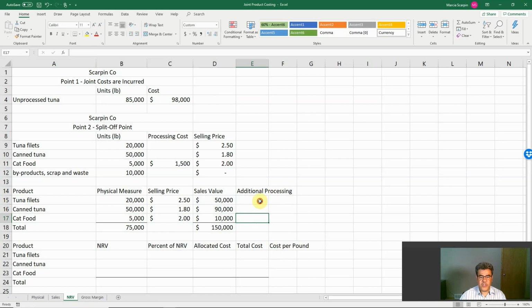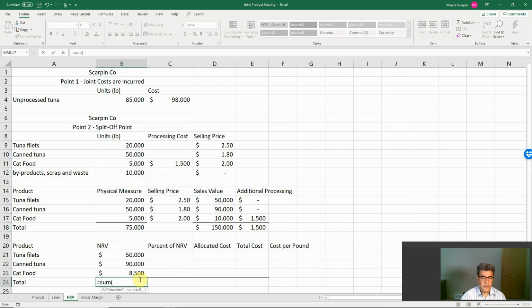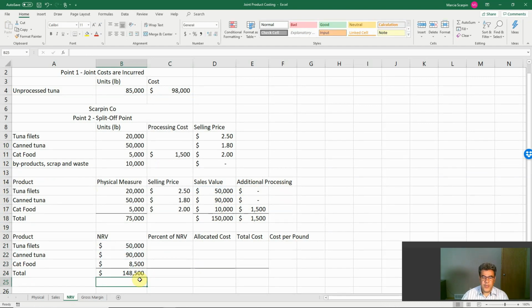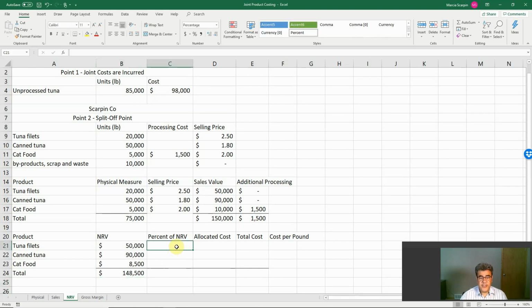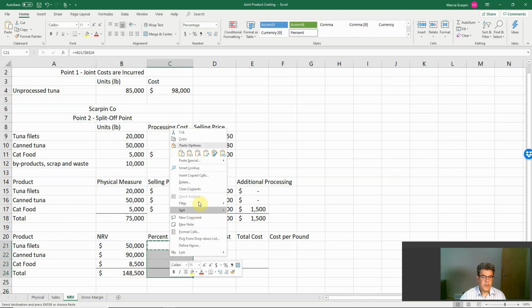And we need additional processing: tuna fillets, nothing, canned tuna, nothing, cat food, 1,500, and the sum will be $1,500. So here, net realizable value is the sales value less additional processing. And for the first two products, it will be the same. However, for the last one, it will be $8,500 instead of $10,000. And then our total here will be $148. And then the percentage here, 50 divided by 148. Let's fix it. 34.